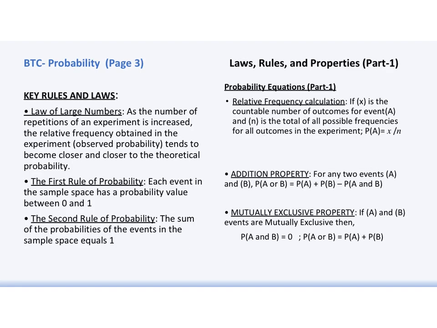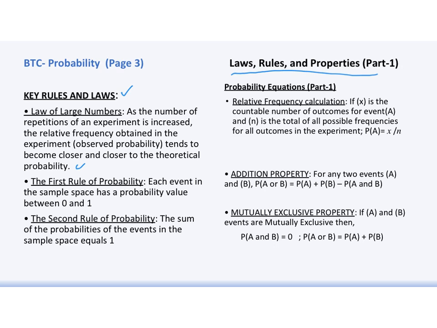So now in this chapter we're going to look at the laws, rules, and properties of probability. So we're going to look at key rules and laws. For example, the law of large numbers: as the number of repetitions of an experiment is increased, the relative frequency obtained in the experiment, that is, the observed probability, tends to become closer and closer to the theoretical probability.